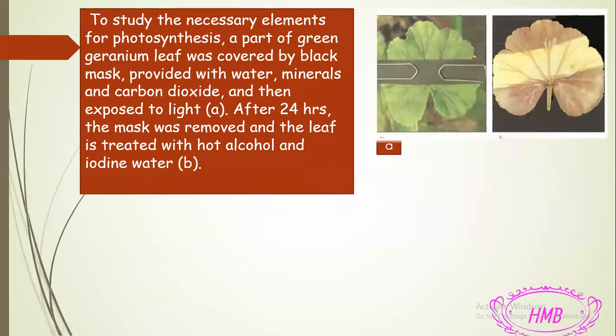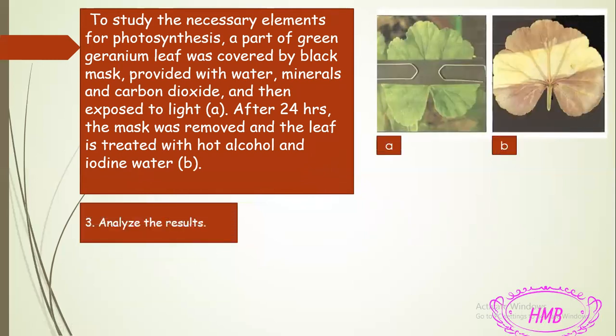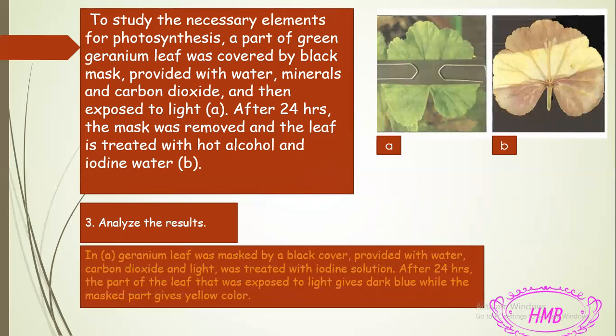We are still with the same question, and now number three, analyze the results. So analyze the results. What happened? What do you see without saying any justification or explanation? So we will just say what happened. In document A, the green geranium leaf was masked by a black cover, provided with water, carbon dioxide, and light. It was treated with iodine solution. So this was the experiment.